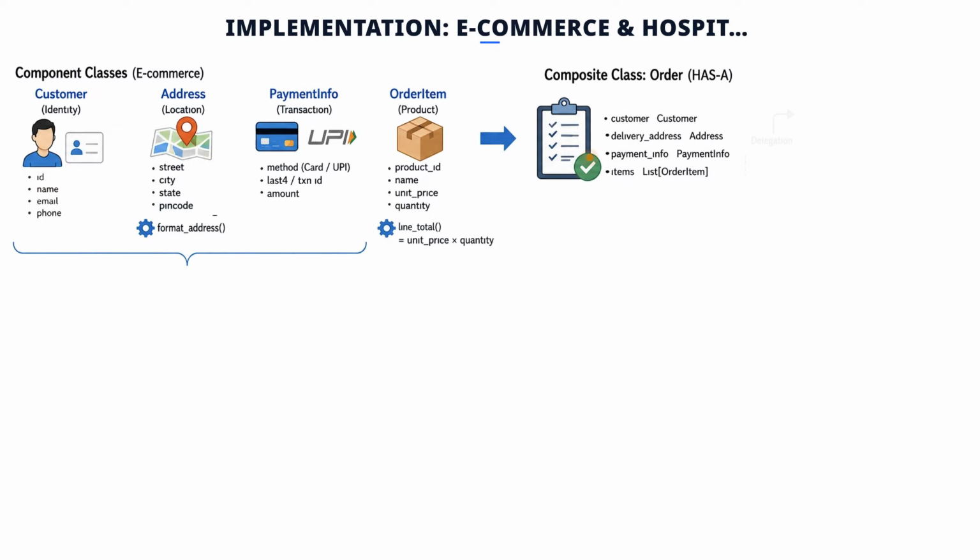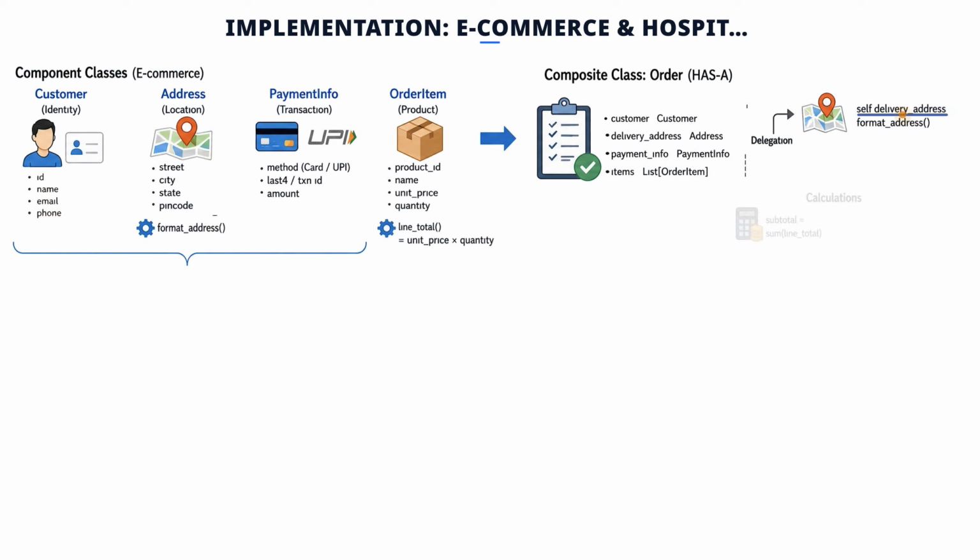The order class then delegates the heavy lifting. When it needs to print an invoice, it doesn't try to figure out how to format an address itself. It simply delegates the task, calling format address on its delivery address component. It asks the specialist object to do the work.